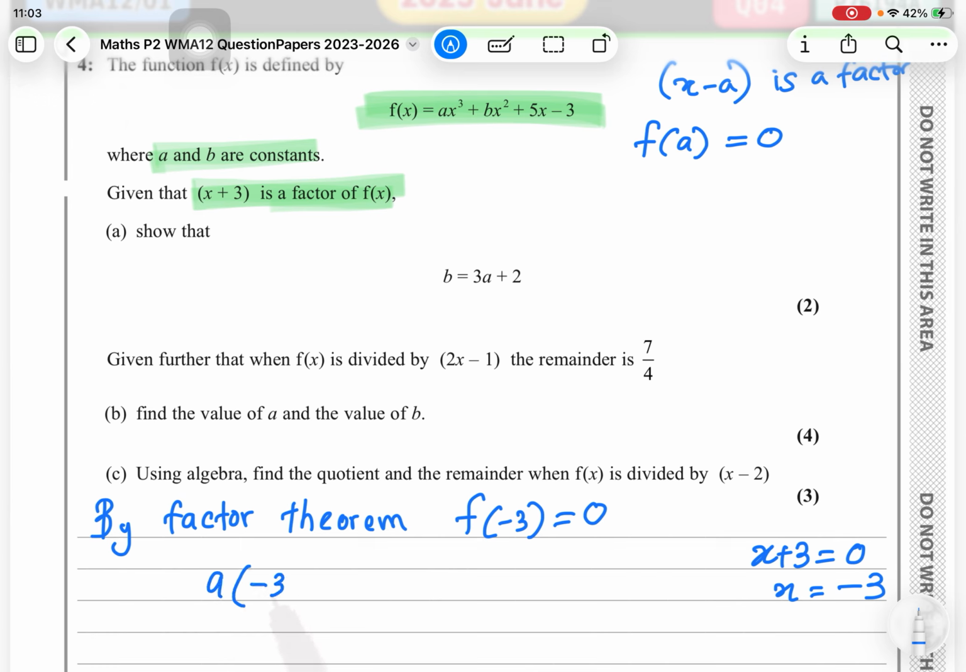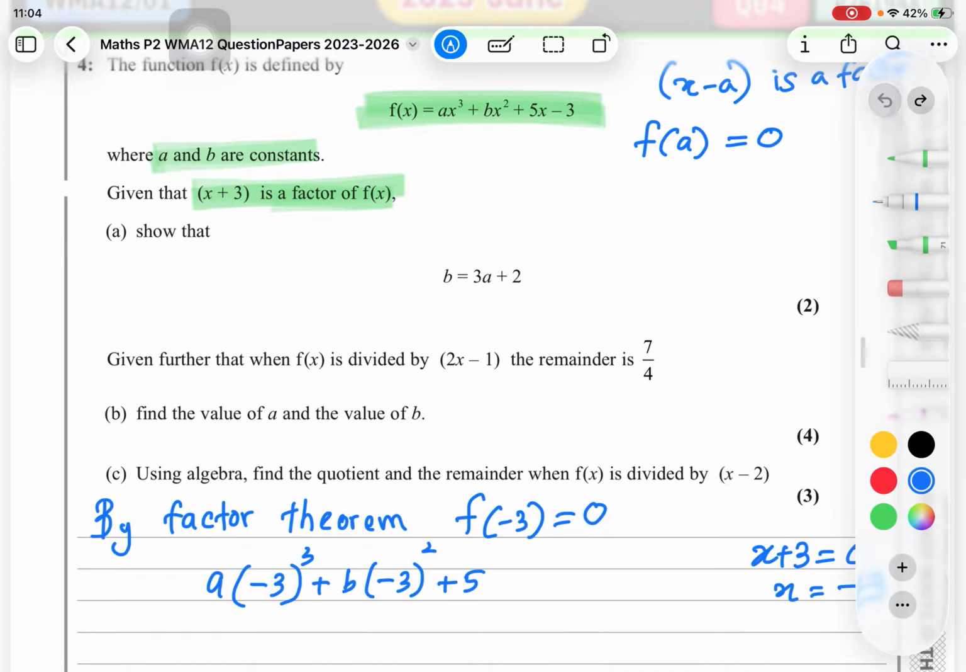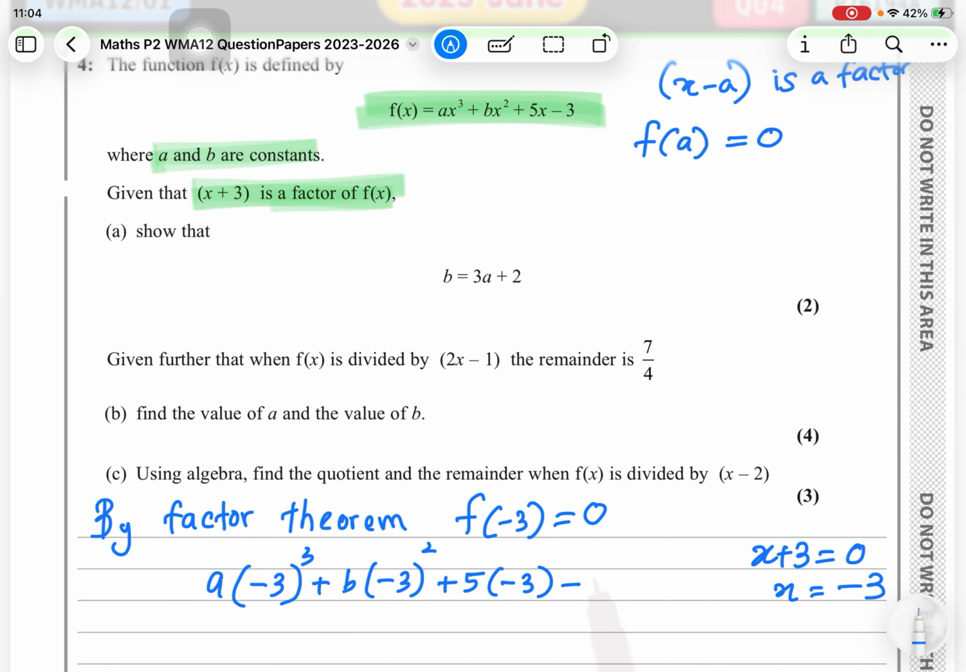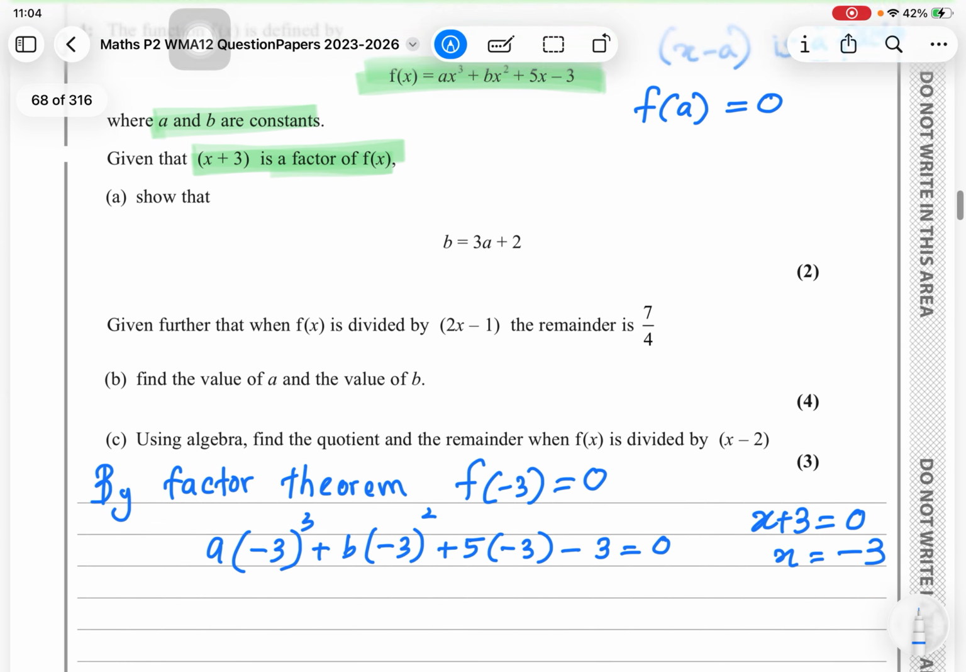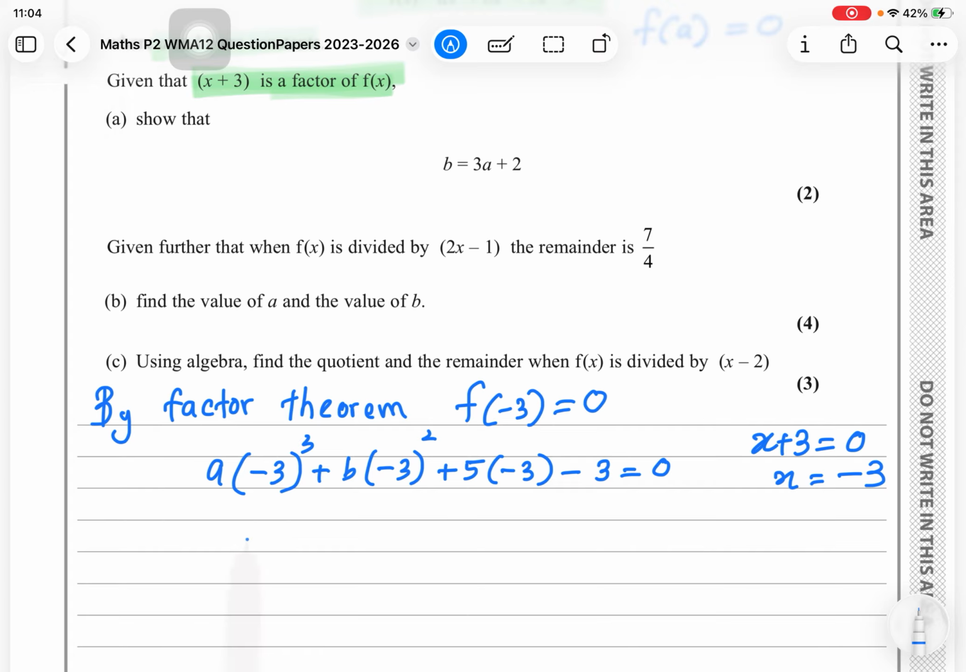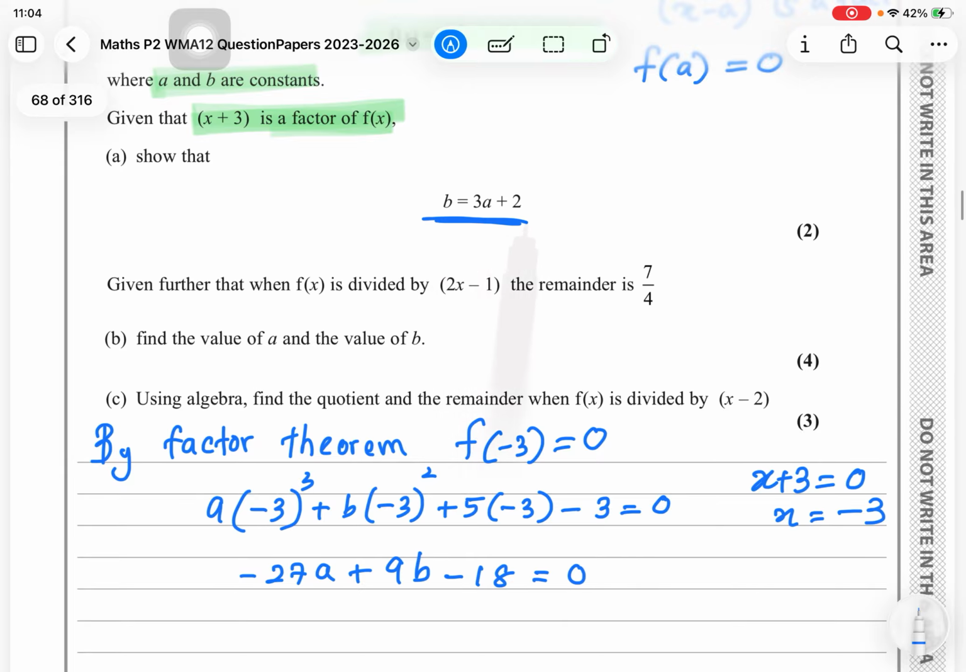A times negative 3 to the power 3 plus b times negative 3 squared plus 5 times negative 3 minus 3 equals 0. Once we solve it, what we're going to have is negative 27a plus 9b minus 15 minus 3 equals 0. So what they are expecting us to do is to make b the subject.